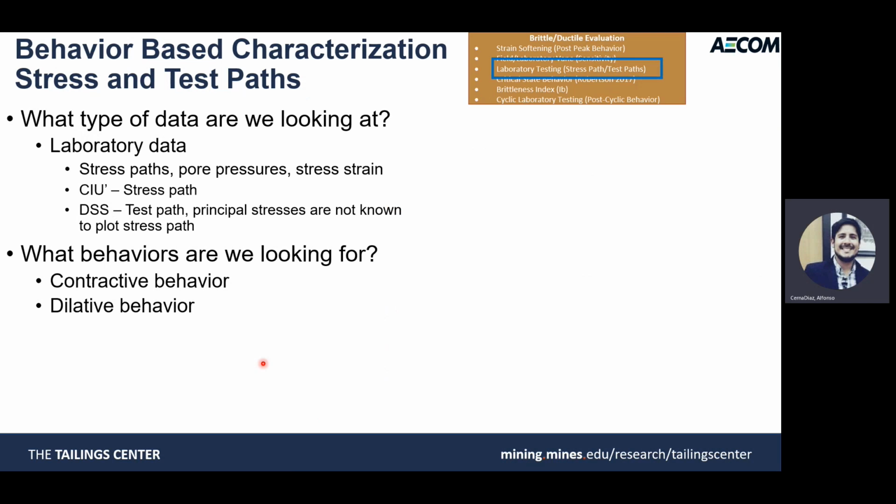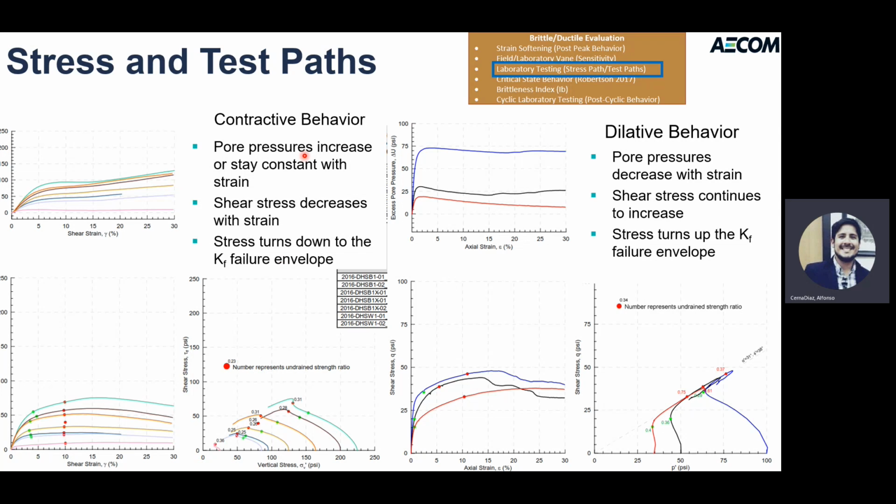When we look at laboratory testing, we really want to also pay attention to the stress path, pore pressures, and stress strain. In terms of stress path, when we look at contractive behavior, we can see the development of positive excess pore pressure. The shear stress relatively decreases with strain up to the failure line. In terms of the dilative behavior, we can see that initially the response could be contractive. However, at larger strains, this material will tend to dilate, therefore will generate negative excess pore pressure, and the shear stresses will increase with shear strains up to the failure envelope.